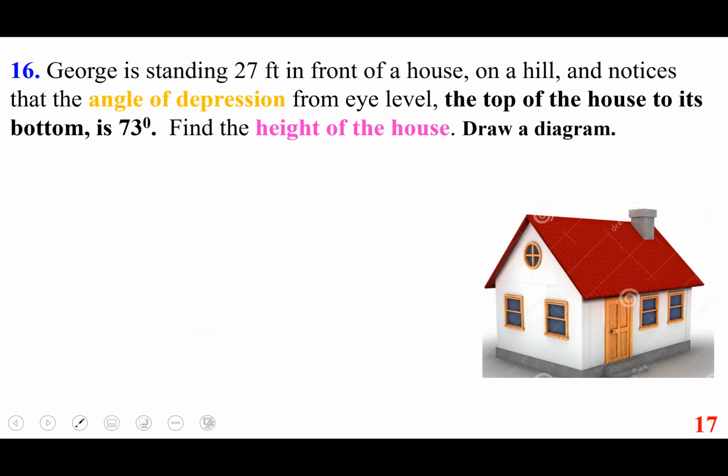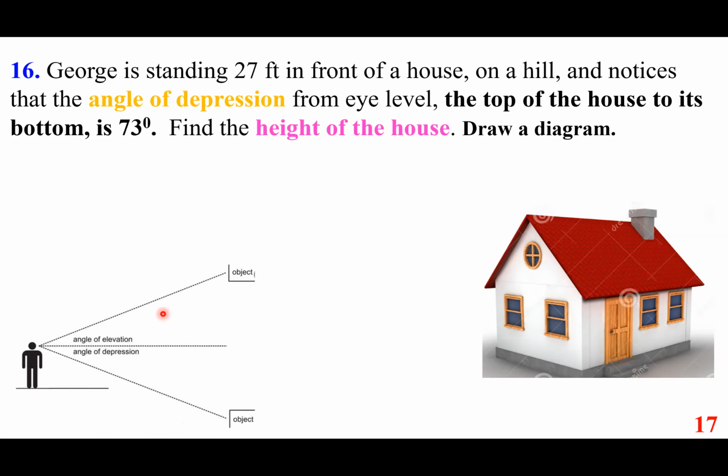George is standing 27 feet in front of a house on a hill and notices that the angle of depression from eye level, the top of the house to its bottom, is 73 degrees. Find the height of the house, draw a diagram. So first and foremost, again, angle of elevation versus the depression, we want to see what's going on. So take a look at what happens here. So standing here, this is the angle of interest, angle of depression, which is 73 degrees.